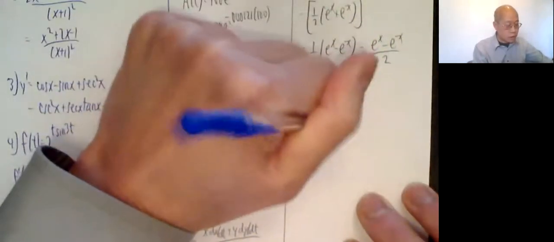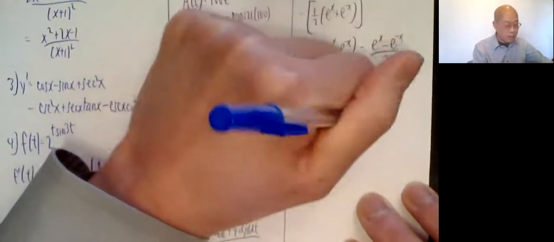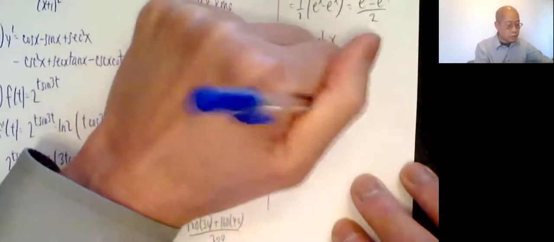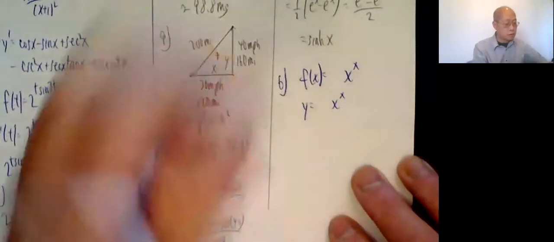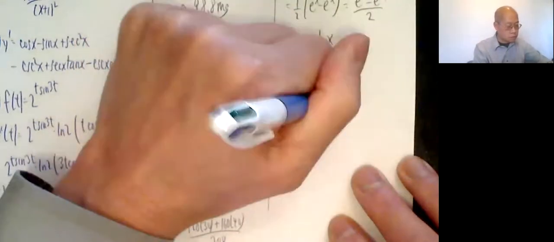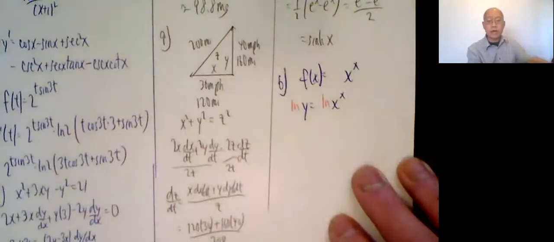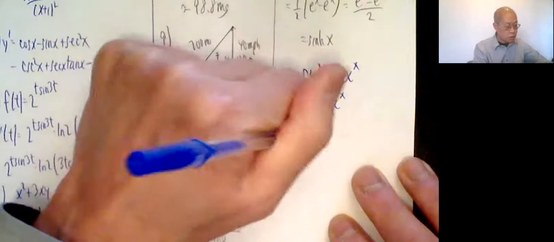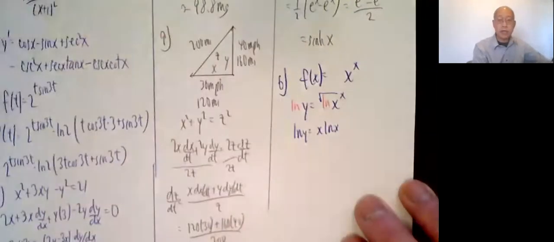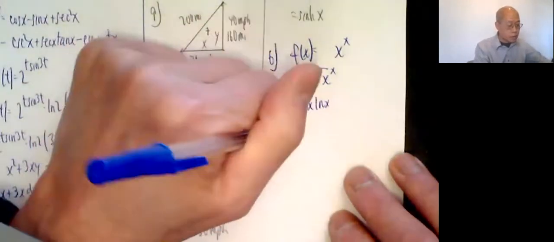Okay, number 6. So f of x equals x to the x power. So call that y equals x to the x. Take the natural log of both sides. So ln. Once you have the ln, the x can come down in front. Ln y equals x ln x. So the left side's always the same.